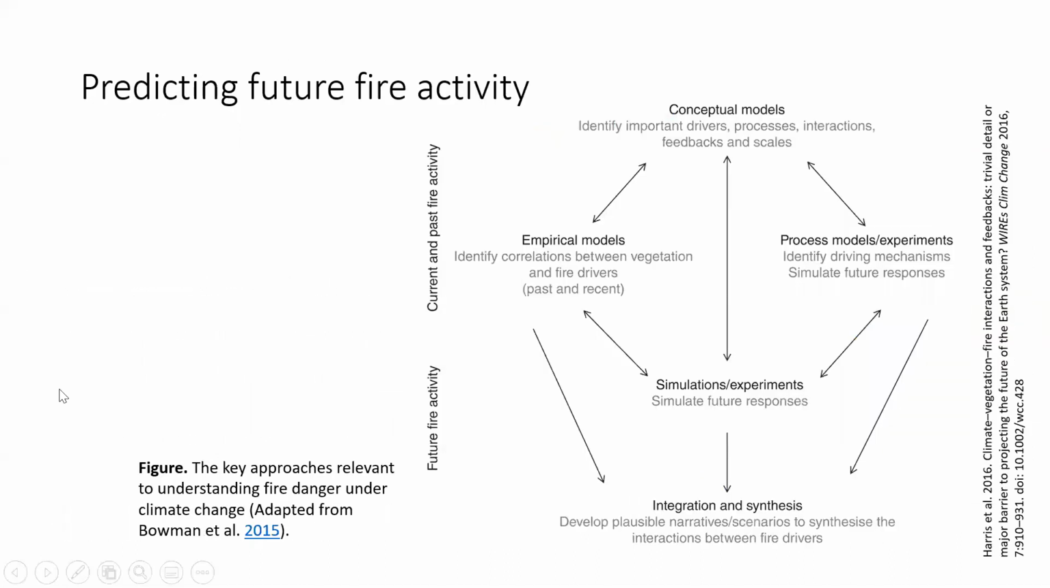Then there are also more and more efforts to predict future fire activity. There are different kinds of models that try to include the drivers of fires, the interaction between vegetation and fire, and the mechanisms by which fires, climate and vegetation interact. They are then used to simulate future fires.